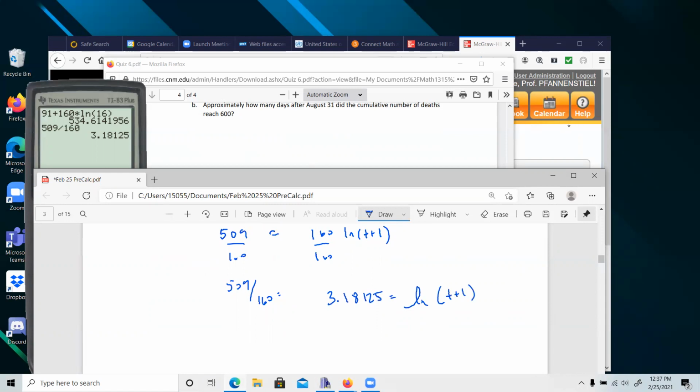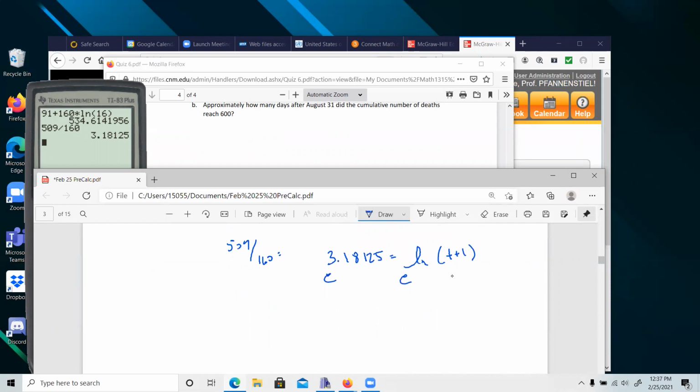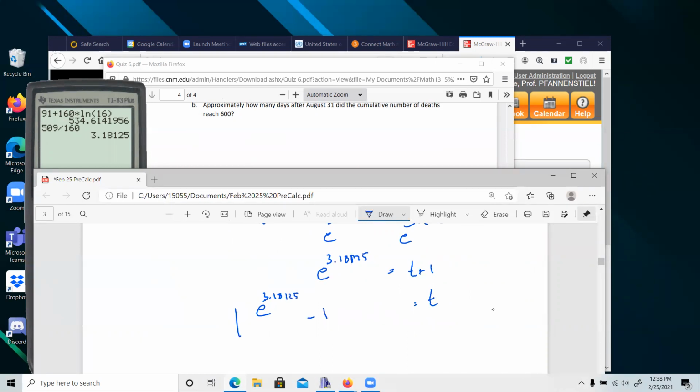How do you get a variable out of a natural log? Well, how do we get the variable down from the exponent? We took a natural log. So in order to get rid of the natural log, we have to make both sides exponents of the same base. So this bit here is just going to come back with t plus 1, it equals e to the 3.18125 here. It's going to be like 24-ish. Okay, and then the next thing we're going to do is subtract 1 from it. This is e to the 3.18125 minus 1, and that's our t.